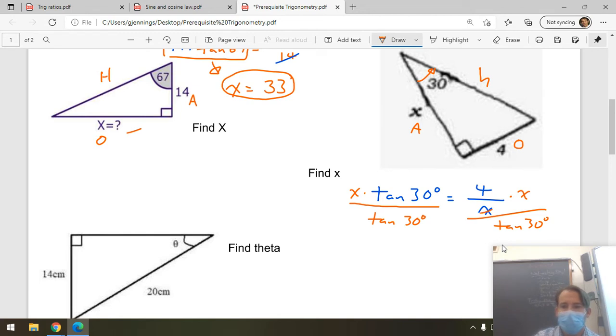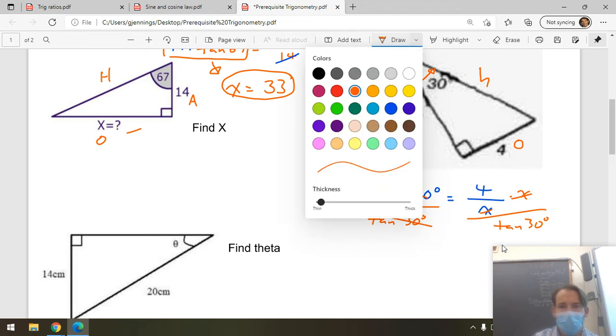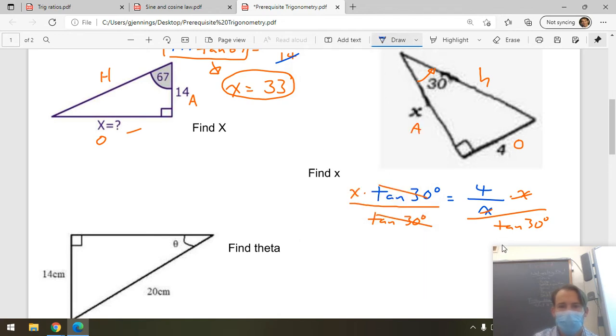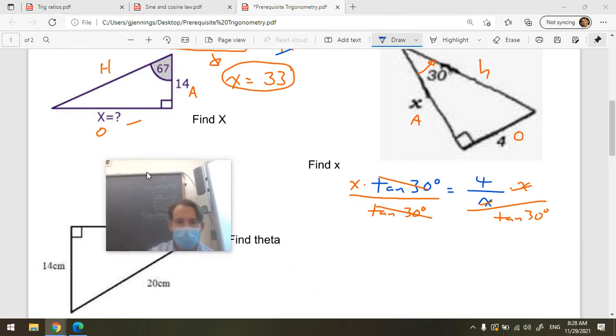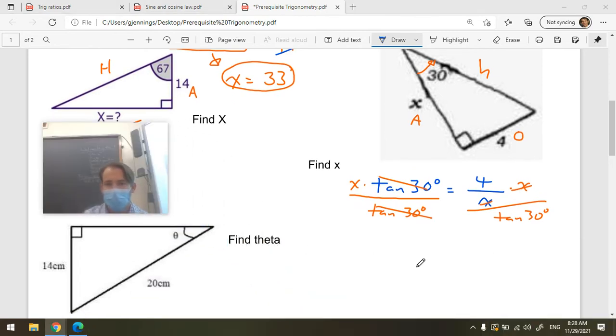Now these x's are going to cancel. This x will be left alone because these tangents are going to cancel. And then I will have another line here that once I move my face, I will have space to write x is equal to 4 divided by tan 30.